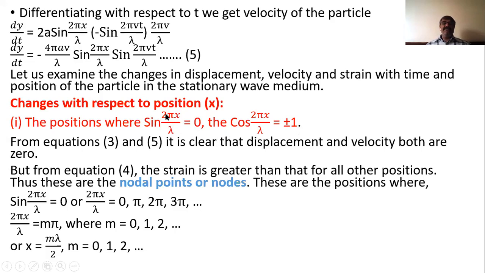For example, for sine 0, what about cos? It will be plus 1. If it is sine pi, it will be 0, and what about cos pi? It will be minus 1. So remember this very well: if sine theta is 0, cos theta will be at its maximum extremities, plus 1 or minus 1. So if we consider sine 2 pi x by lambda equal to 0, then cos 2 pi x by lambda will be plus or minus 1. Now look at equation 3 and equation 5. If we put the sine function as 0 in equation 5, the velocity will be 0.